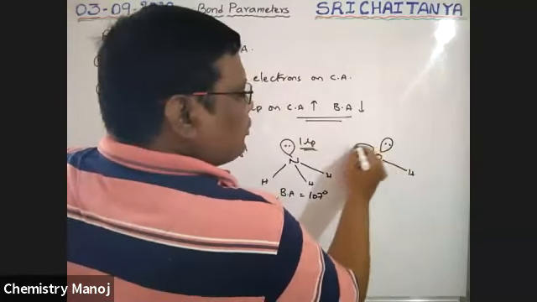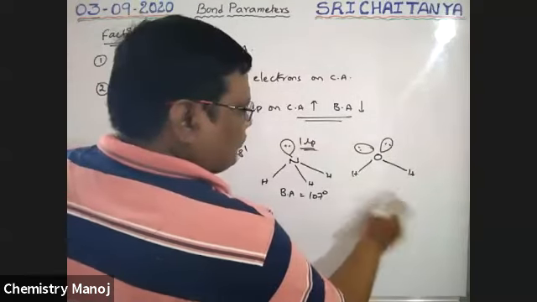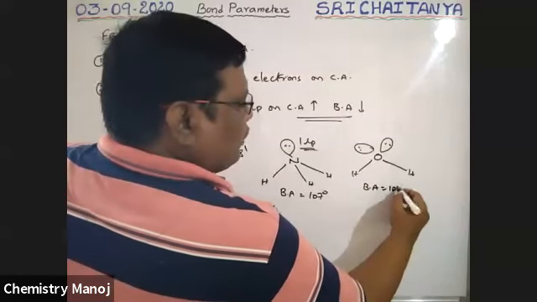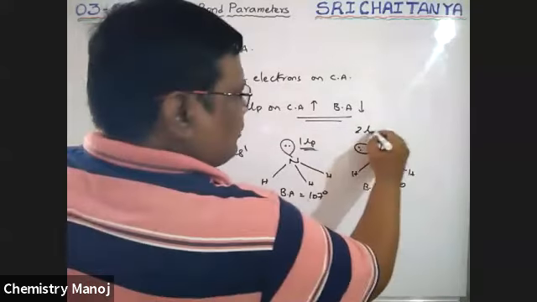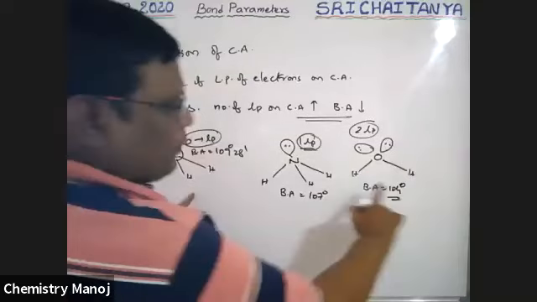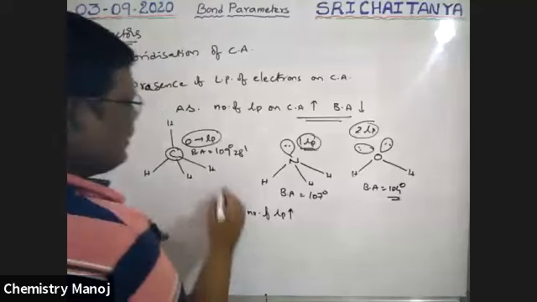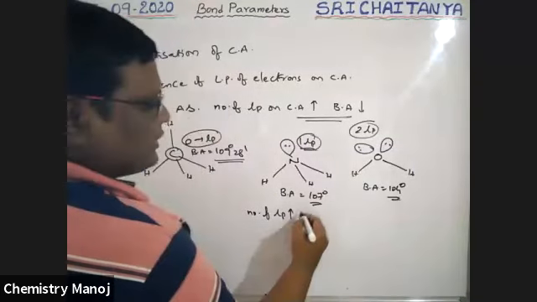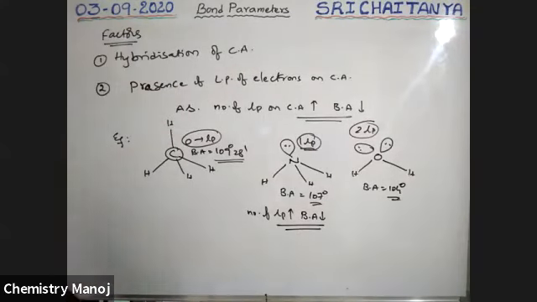Oxygen has 2 lone pairs, and already the VSEPR theory concept is covered. That bond angle is 104 degrees. See boys, here 2 lone pairs, here 1 lone pair, here 0 lone pairs. As the number of lone pairs increases, bond angle goes 109 degrees 28 minutes, 107 degrees, 104 degrees. Therefore, bond angle decreases.